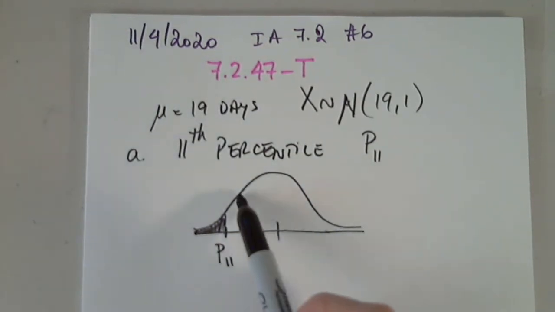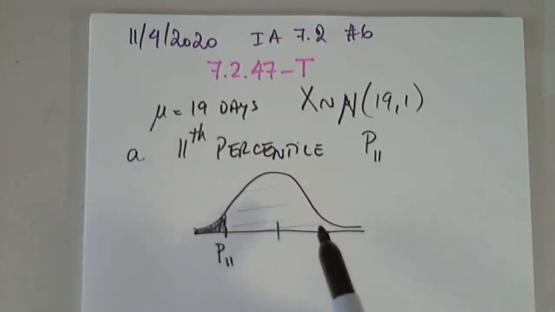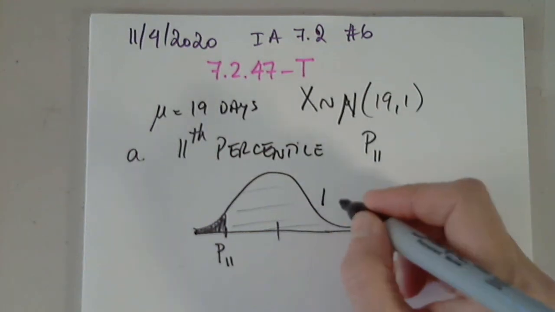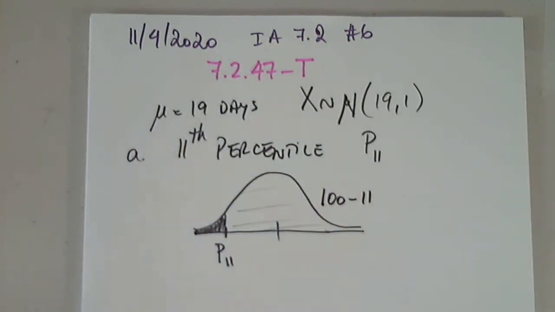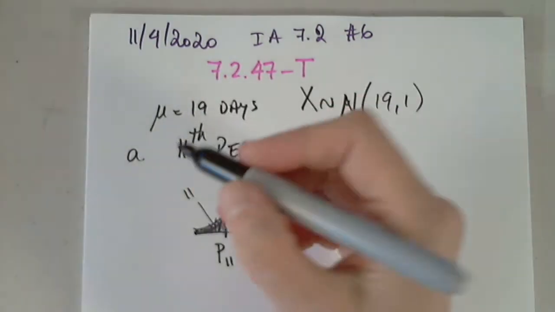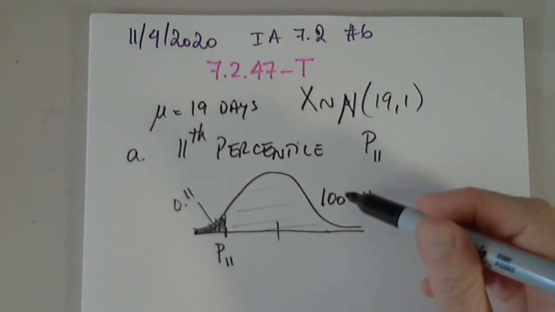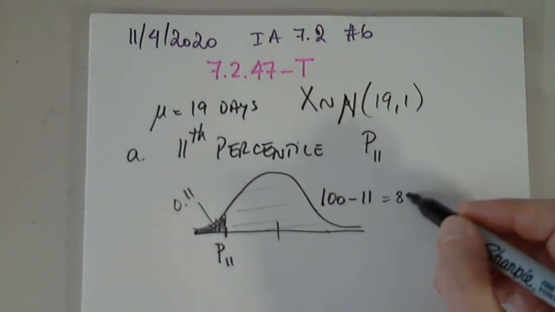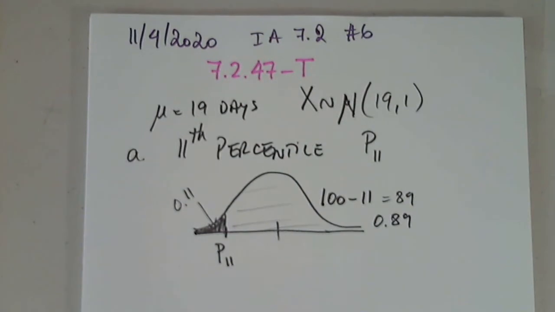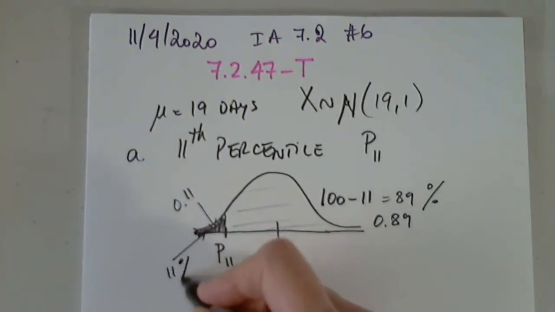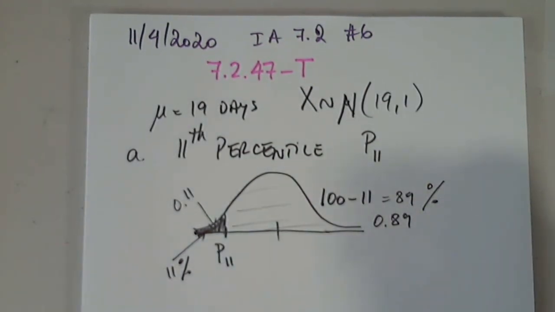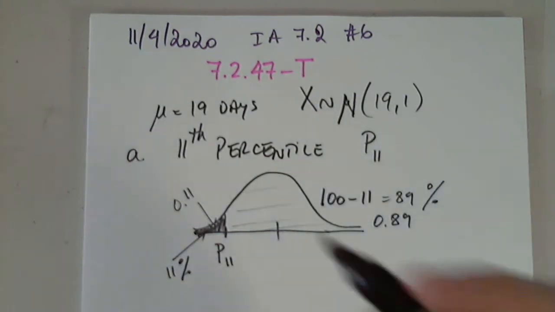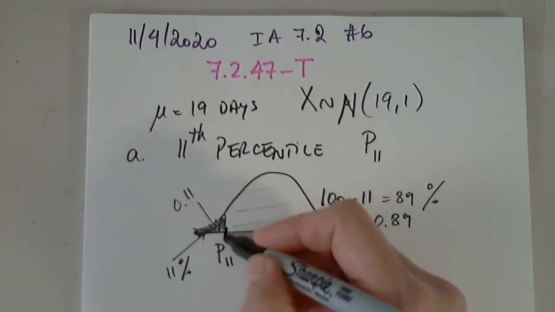P11 means that the area above is 1, or 100 if you want, minus 11. And this area is 11, of course, it's 0.11. So 100 minus 11 would be 89, which means 0.89, or 89%. So this is, if you want, 11% or 0.11, and the other area is 0.89 or 89%. So we're asked to find this number.